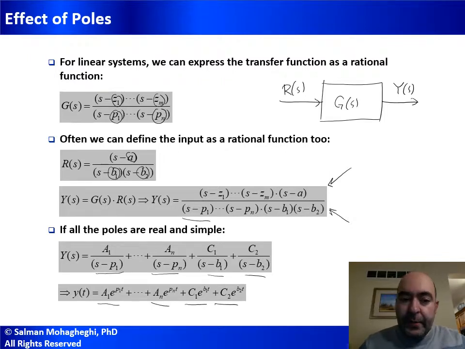So what does that tell me? If I have poles that are real and simple, the way I will see them in the output of the system is in the form of an exponential. Each pole is going to be reflected in the form of e to the power of that pole times t: p1 t, p2 t, pn t, b1 t, b2 t. So every pole is going to be reflected and seen in the form of an exponential function. So this is a very important observation for linear systems.